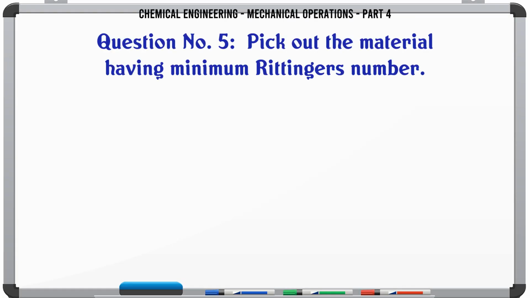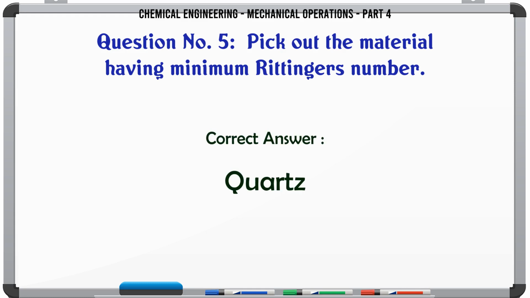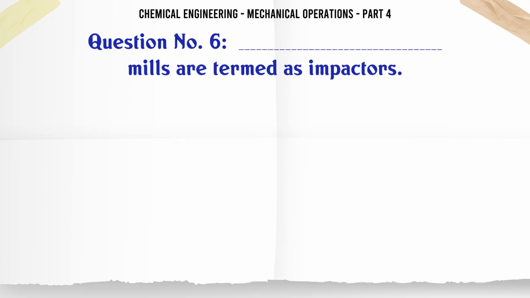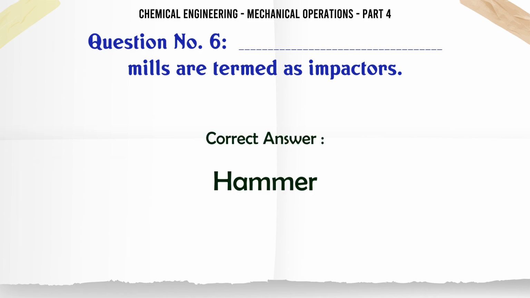Pick out the material having minimum Rittinger's number. A. Calcite. B. Pyrite. C. Quartz. D. Galena. The correct answer is quartz. Mills are termed as impactors. A. Hammer. B. Cage. C. Rolling compression. D. None of these. The correct answer is hammer.